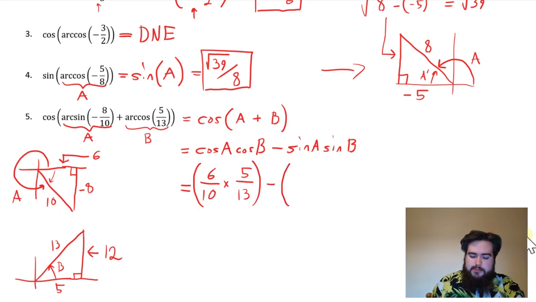Then we're going to subtract sine of A. Looking at A, sine of A would be the opposite over the hypotenuse. Again, we had that from the beginning, would be negative 8 over 10. And then sine of B, when we had to solve for, the opposite side of B was 12, and the hypotenuse was 13.